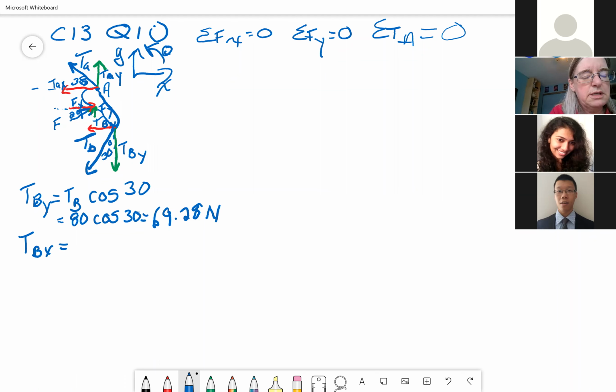TBX equals TB times sine 30, because again, that would be the same as here, and that would be opposite. So 80 times sine 30, I believe, will be 40 newtons, because sine 30 is a half. So 80 times sine 30, which would be 40 newtons.